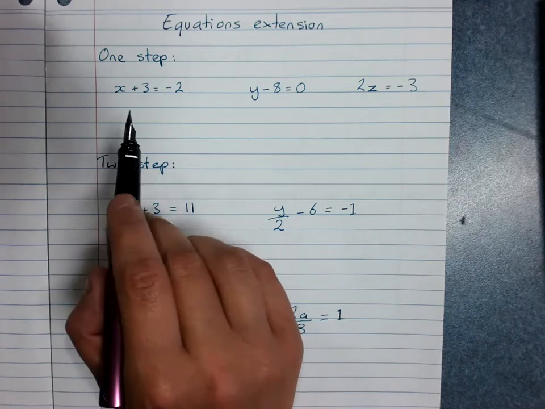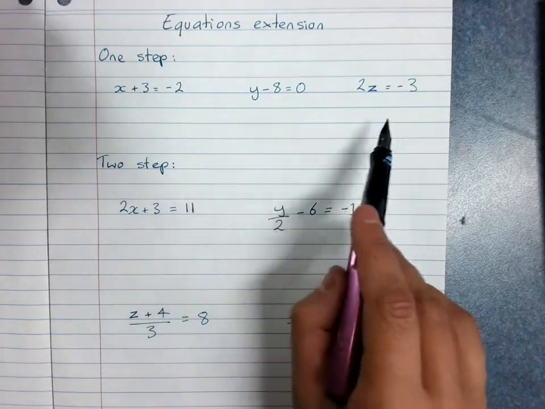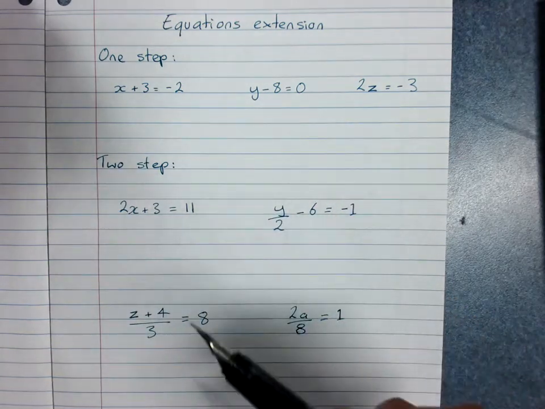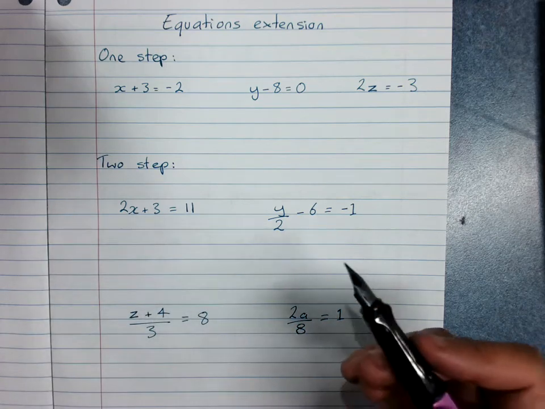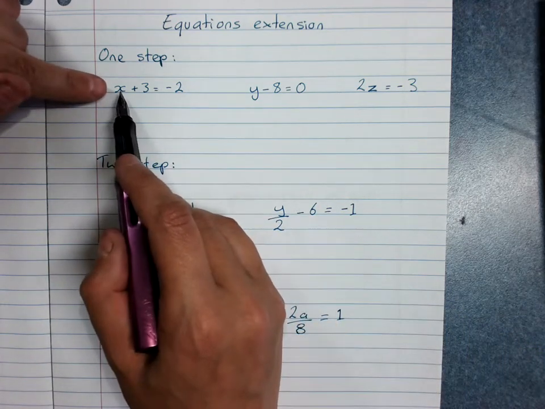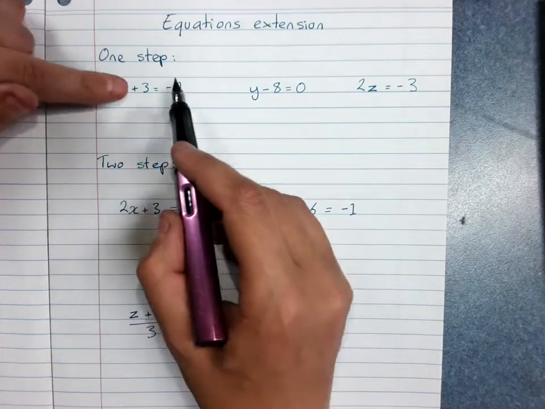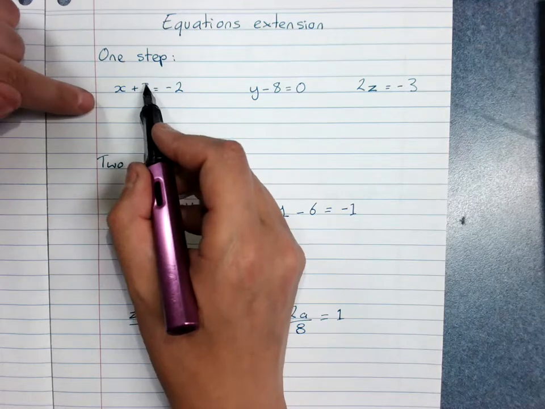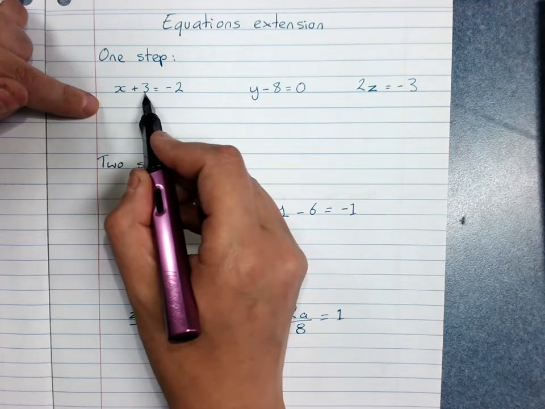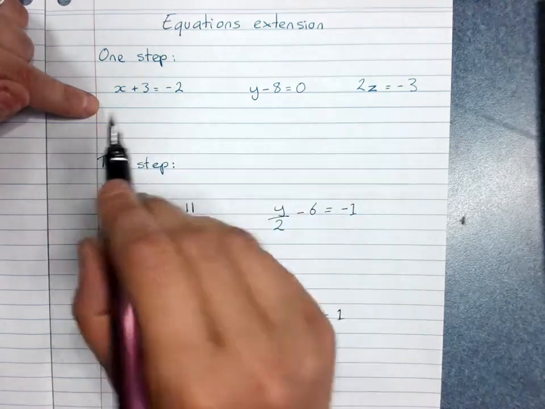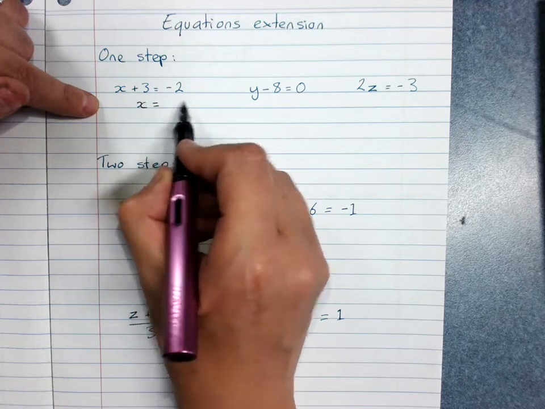So one-step equations only have one numeral on the side with the x. These are all one-step equations, and so they're only going to take one alteration to fix. We work out what was done to the unknown number. In this case, 3 was added, and we do the opposite of that to both sides. That will cancel this out here. So the opposite of +3 is -3. +3 minus 3 is 0. It cancels out, and we're left with x equals, and we write what we're going to do.